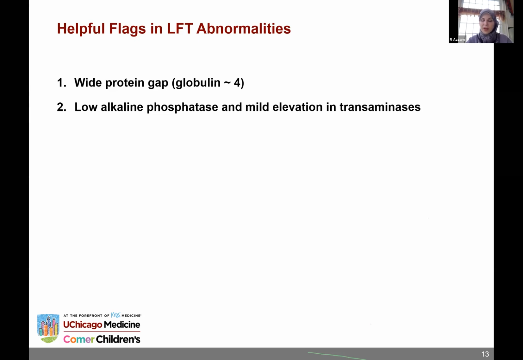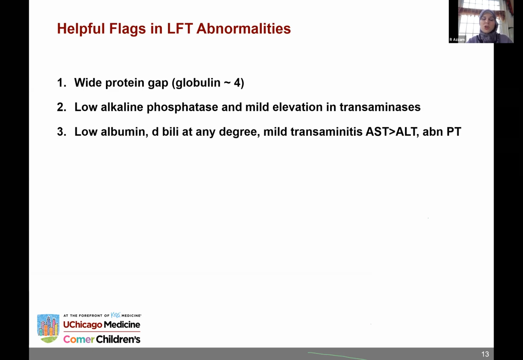So the big thing on their panel is the very low alkaline phosphatase. It could be like 50. Nonetheless, not all Wilson's patients follow the books, and you will see Wilson's patients whose alkaline phosphatase is 100. Low albumin, so synthetic dysfunction, direct bilirubin elevated, mild transaminases where the AST is higher than the ALT, and abnormal coagulation. That tells you that you are dealing with a chronic liver disease with some degree of dysfunction.